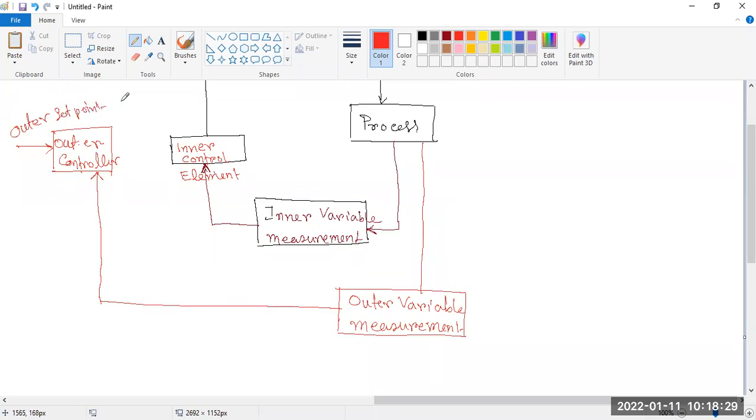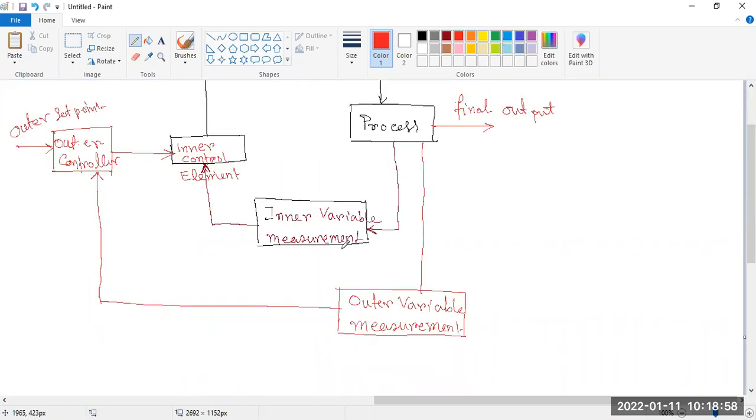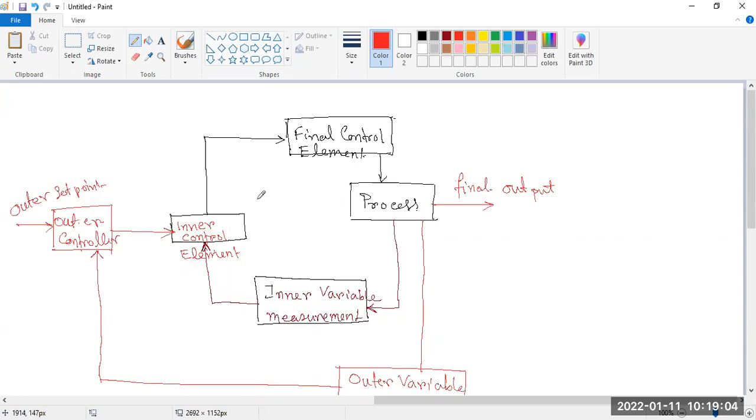And a square of the turns ratio, and it is connected to here. So this is your process final output. Z2 dash equals Z2 into N1 by N2 whole square. You can see here two loops are working. This is the inner loop, called the primary loop, and the outer loop is called the secondary loop.